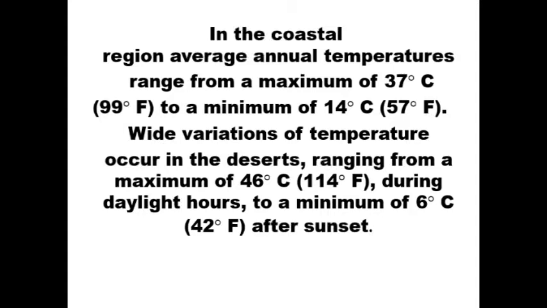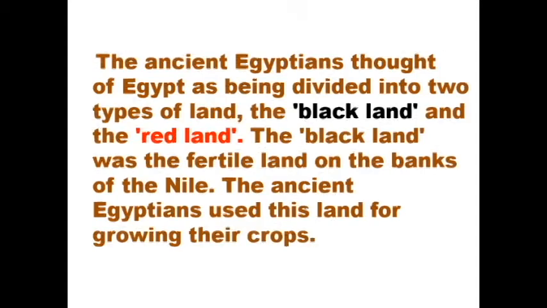So in the coastal region, the average annual temperature ranges from a maximum of 37, which is not very high compared to overland, to a minimum of 14 degrees, because in the desert at night it becomes very, very cold. That shows the wide variations of temperature that occur in the desert, ranging from a maximum of 46 during the day and falling down to 6 centigrade after the sunset. So that is normal in every desert.